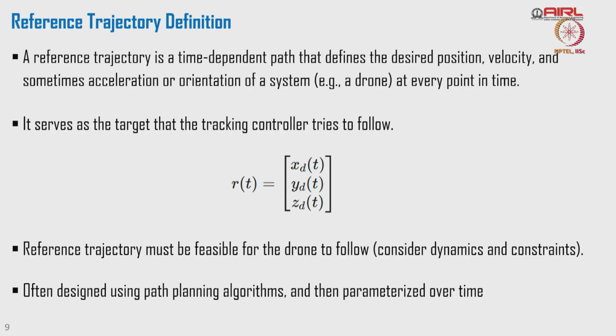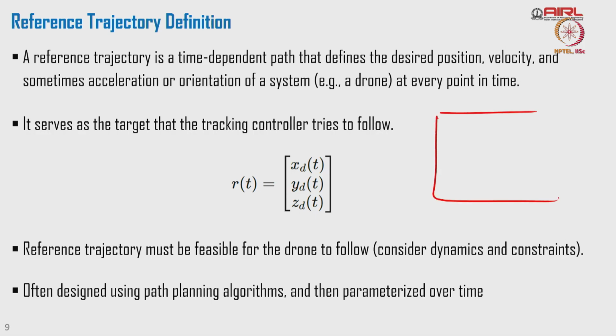Okay. So, I have already briefly told about what a reference trajectory is. We come here to define it formally. A reference trajectory is a time dependent path that defines the desired position, velocity, and sometimes acceleration or orientation of a system at every point in time. Okay. So, that is what will be given to the drone, and the drone designers or drone control system engineers are expected to generate a control law by which the reference trajectory will be followed by the drone as closely as possible. Okay. So, the reference trajectory serves as the target that the tracking controller tries to follow.